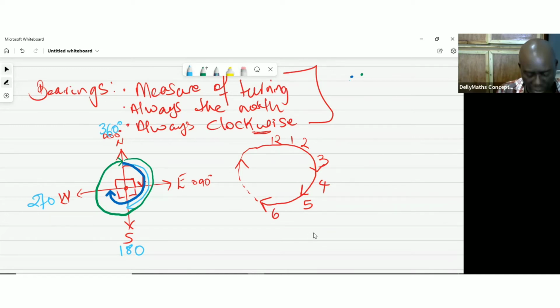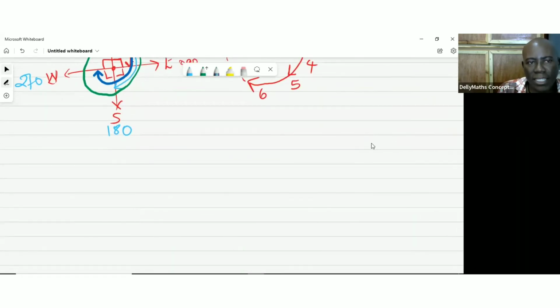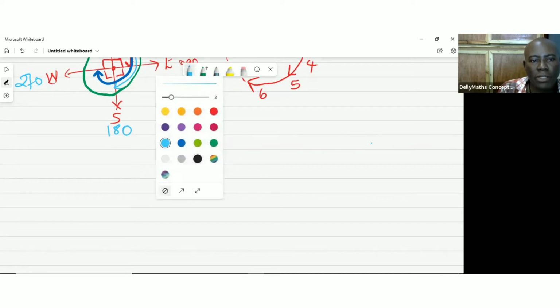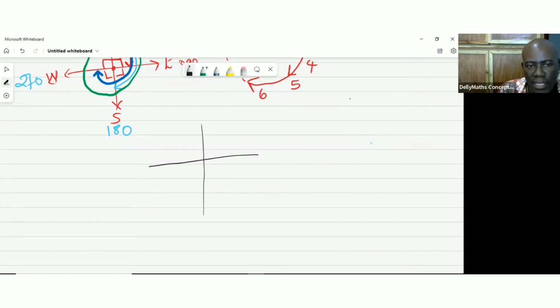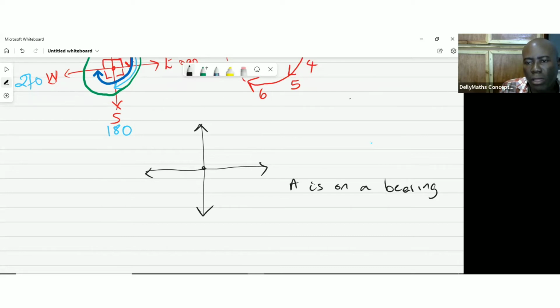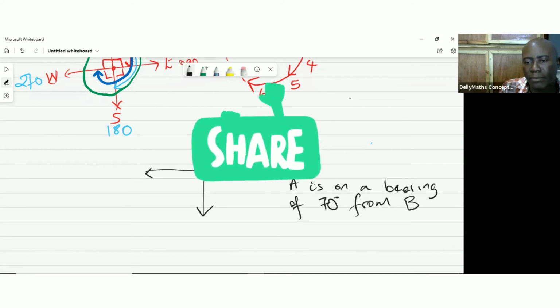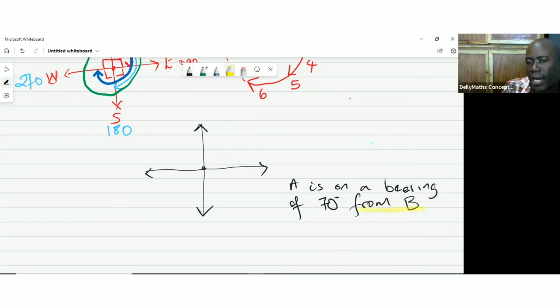Now, understanding that everything is from the north, and as we try to navigate and move along, what we want to do is to try to see where the bearing that we intend to find is located. What do I mean? All right, let's look at this. Let us say A is on a bearing of, say, 70 degrees from B. We want to make sure that we understand that you can't move on a bearing without a reference point, where you're coming from. So from B is extremely important. It means that this point is B. Normally, I just write my B somewhere near that. So that is B. We're referring to this point.